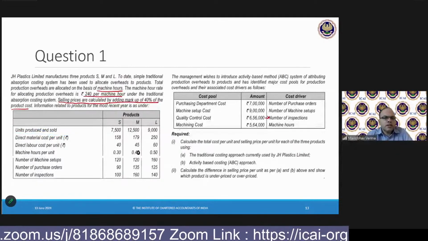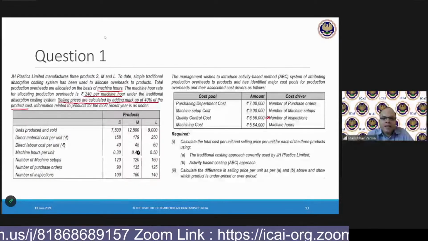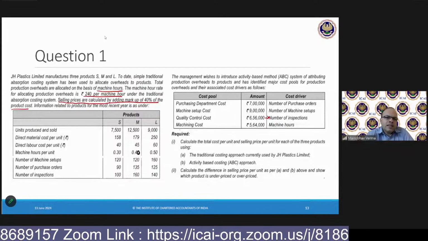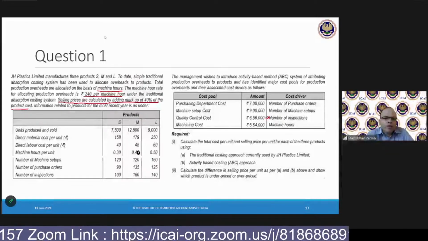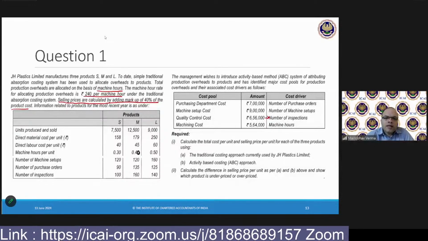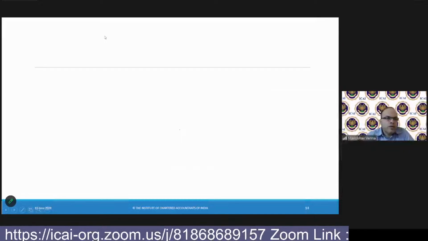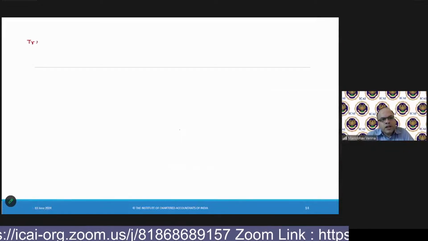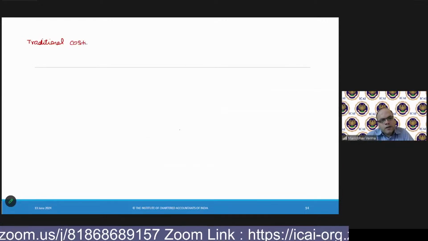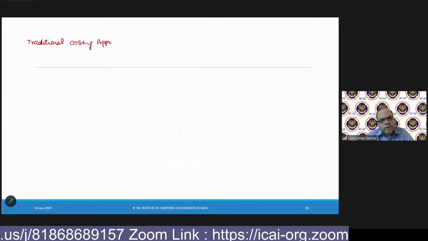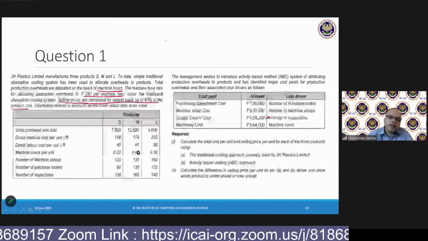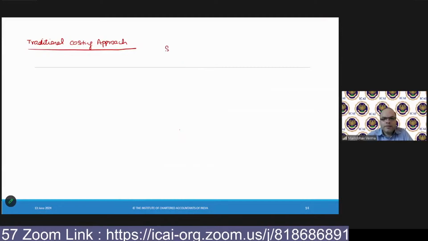Okay, so let's start discussing it, guys. So what will be my first step ideally in this case? The first step should be calculating the cost and selling price maybe under the traditional method here. We can do that. So let's start our calculation using the traditional costing approach. We are looking at three products here, S, M, L.